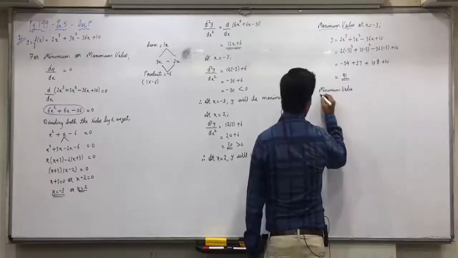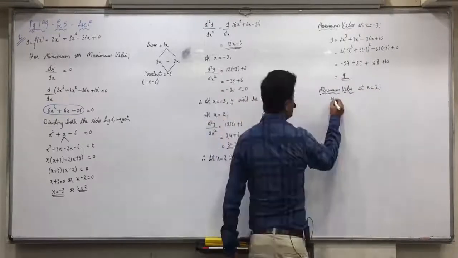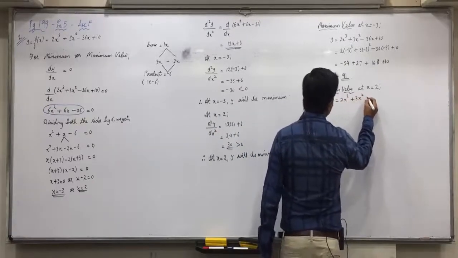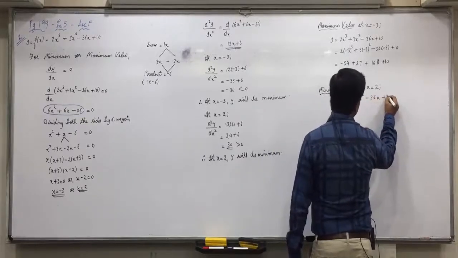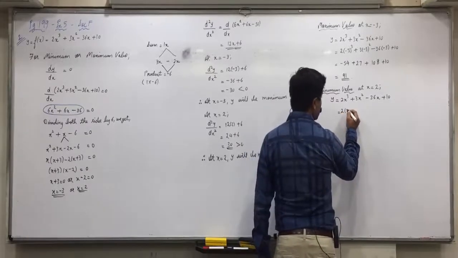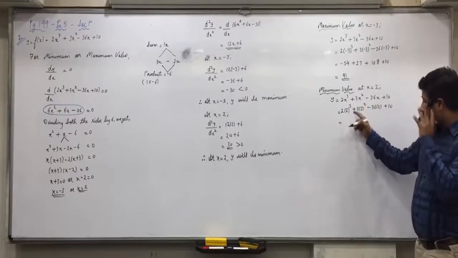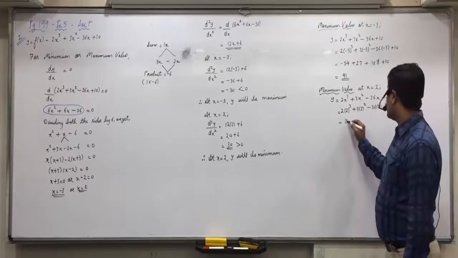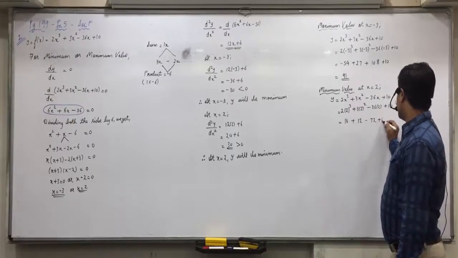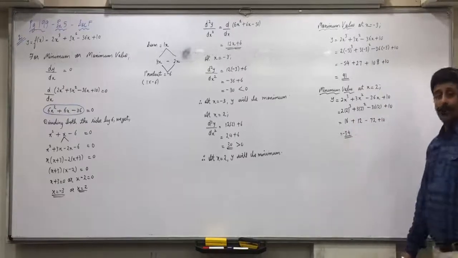Now the minimum value is at x equals 2. First the equation of y equals 2x cube plus 3x square minus 36x plus 10. Substitute, what will you get? Wherever there is x, we will put the value of 2. Now, what is 2 cube? 8 into 2, 16. 2 square, 4 into 3, 12. 36 into 2, 72 plus 10. So this is the minimum value.